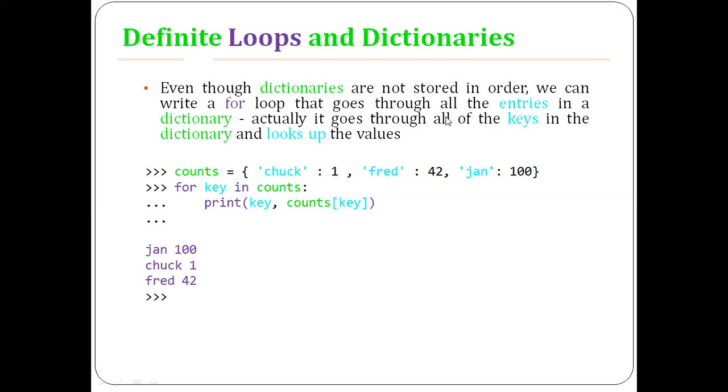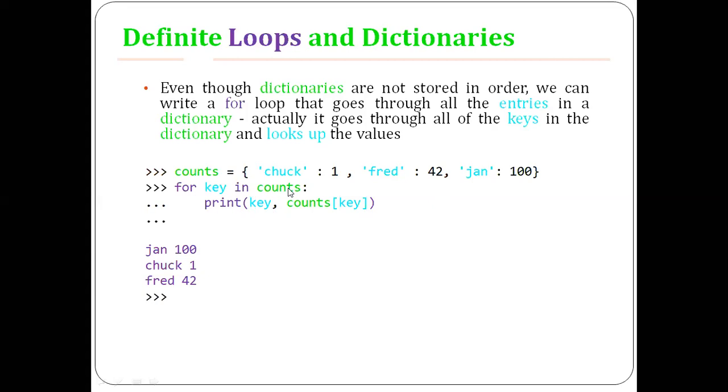And here is one example of the definite loop. We have a dictionary. counts is equal to chuck 1, fred, right? And jan, right? These are the keys that we have. Chuck, fred and jan. So chuck has a value 1, and fred has a value 42, and jan has a value 100. All right. So what you do is you just use the definite loop, for key in counts, right?